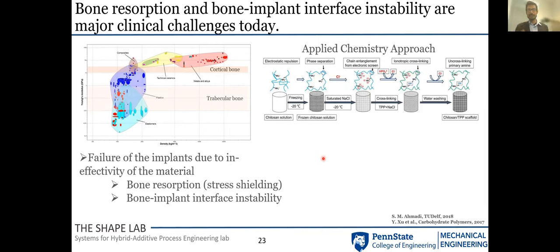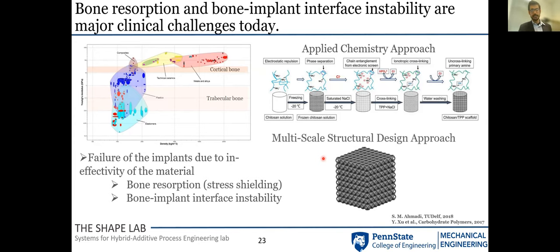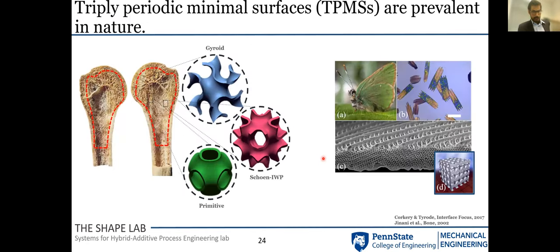And again, from a design and manufacturing standpoint, how do we address these challenges? This is where we came with the opportunity to look at it from a multi-scale structural design approach. A lot of this was inspired by what we already see in nature, including that of bone, where within the morphology of bone, you have anything that has triple periodic minimal surface, or TPMS surface.